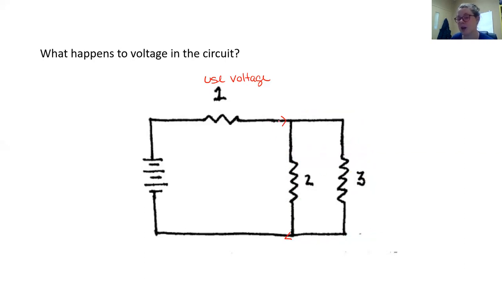So we can almost pretend this resistor is not there and think, what's the leftover voltage? That leftover voltage is going to get used by resistor 2 and 3. They're in series, so the voltage is going to be the same between the two. Now you'll see more of that as we do some calculating.